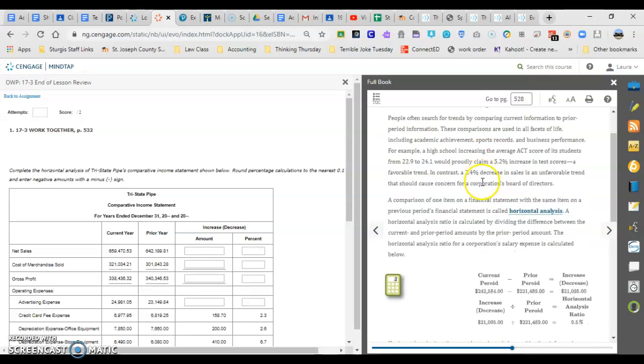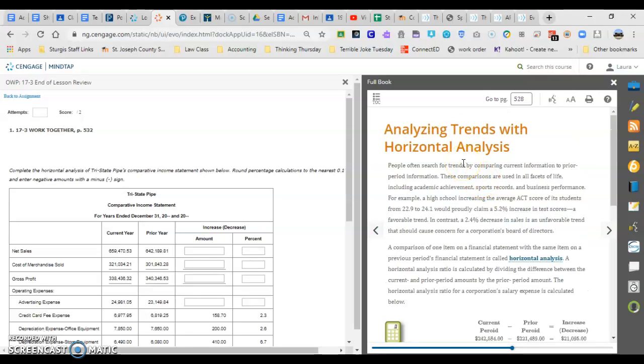Okay, so I'm going to go over a horizontal analysis of income statement and balance sheet. Remember that horizontal means going left to right that you're comparing. A lot of things are done by horizontal analysis. Examples in life, like a high school might say, okay, we increased the average ACT scores of our students from 22.9 to 24.1. It means that we had a 5.2% increase.